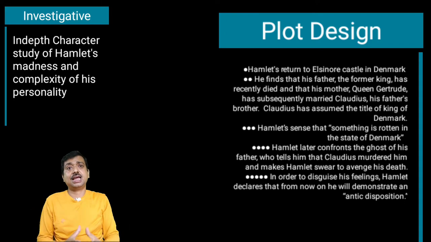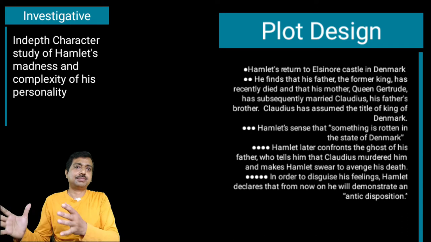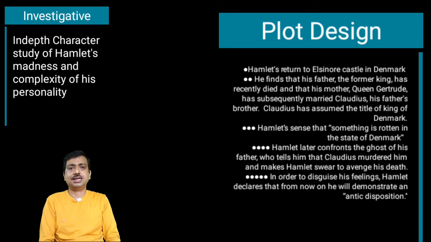Hamlet opens at Elsinore Castle in Denmark with the return of Prince Hamlet from the University of Wittenberg in Germany. He finds that his father, the former king, has recently died, and that his mother, Queen Gertrude, has subsequently married Claudius, his father's brother, his uncle. So Claudius has assumed the title of King of Denmark, and his mother has hastily married that uncle.